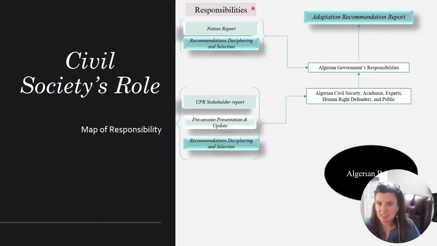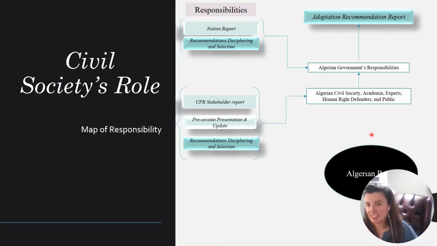So the responsibilities here are, for example, the national report, recommendations, and the deciphering go to the Algerian government. That's their responsibility. Again, what are the responsibilities for the adoption of recommendations? On this portion, you see stakeholders report, you see pre-session. Again, pre-session is not necessarily directly linked with the UN. UPR Info provides that, but it is the event that basically all diplomats get to see, so that they can actually give recommendations. And all of this is done by Algerian civil society.